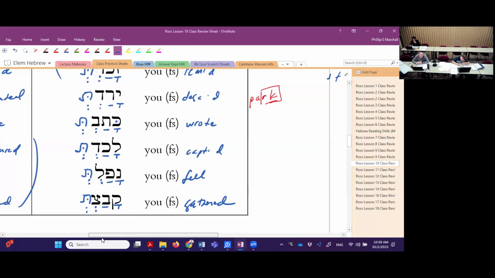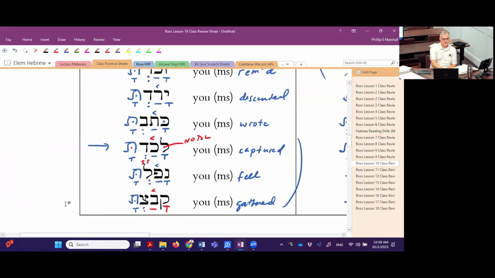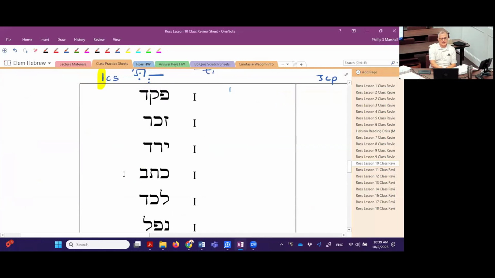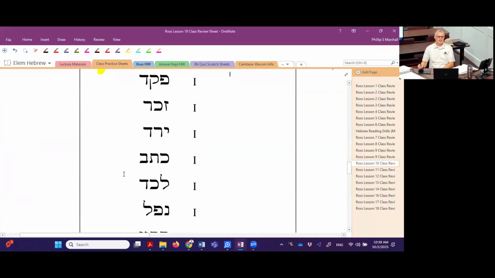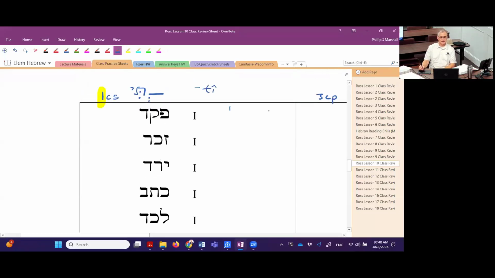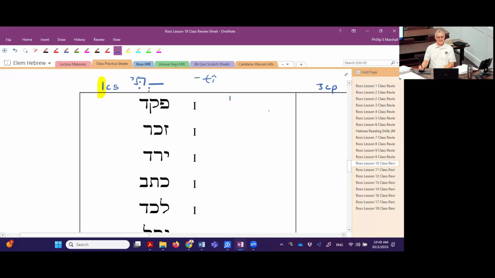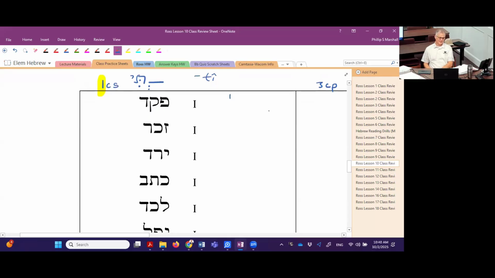So let's look at the next step. This is the next page. So we want to say I did something. What is the person, gender, and number of I? First person. Gender? Common. Right, so whether I'm a woman or a man, I'm going to use the same verb form. So it's common gender and singular or plural? Singular. So this is 1cs, first common singular. Unless it's God, then it might be different. It's very uncommon.